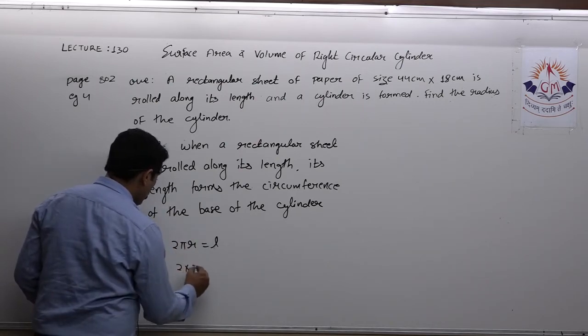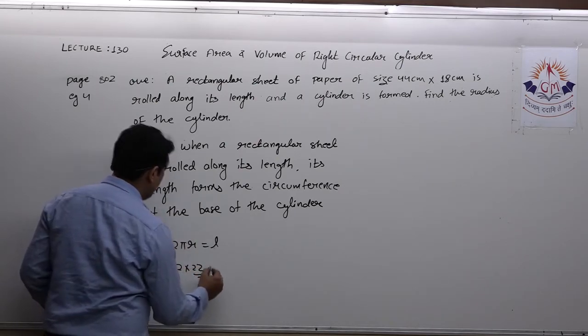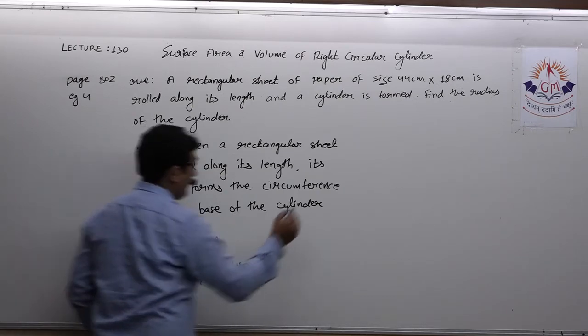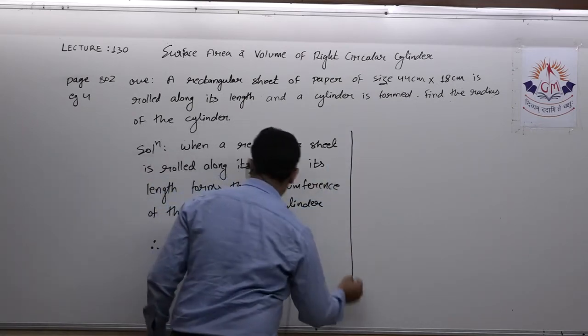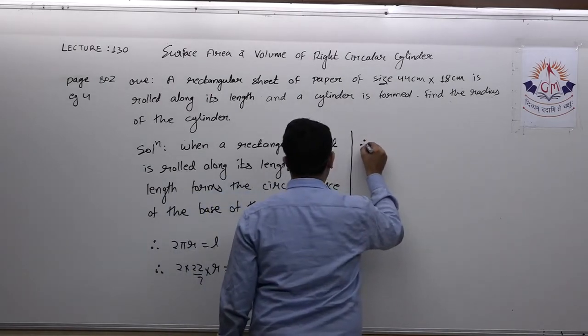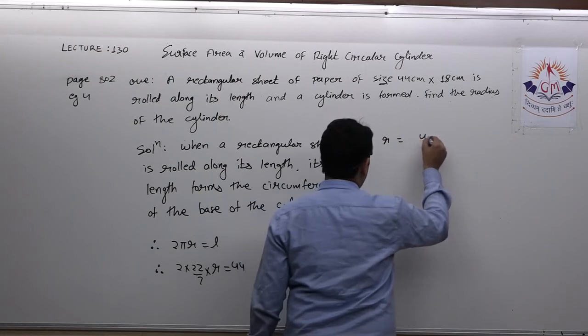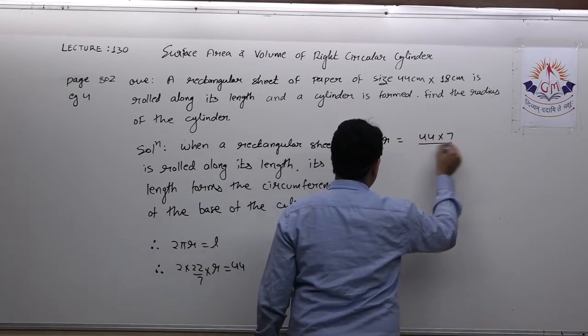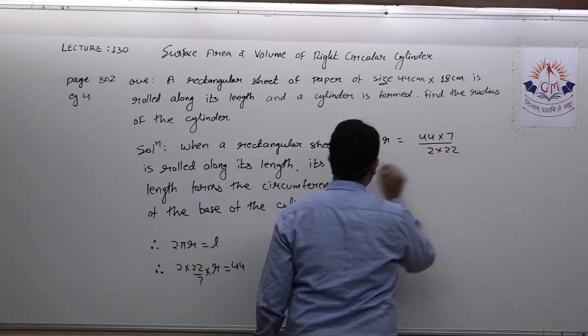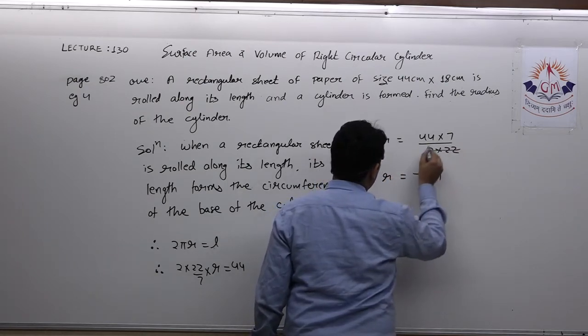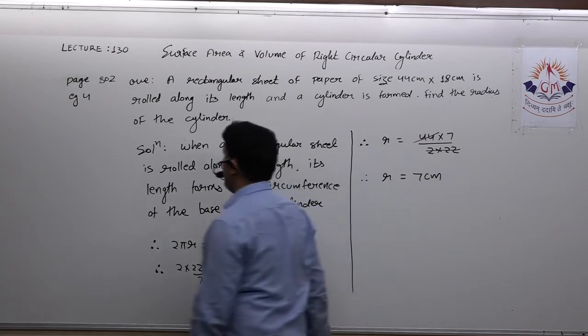So 2 into 22 upon 7 into r, that we have to find, is equal to 44. Therefore, I can write r is equal to 44 multiplied by 7 upon 2 into 22. Therefore, r is equal to 7 centimeters. This 44 will cancel out. This is our final answer.